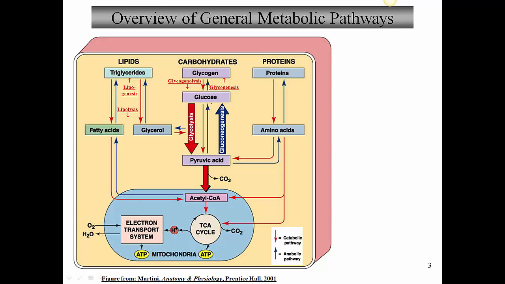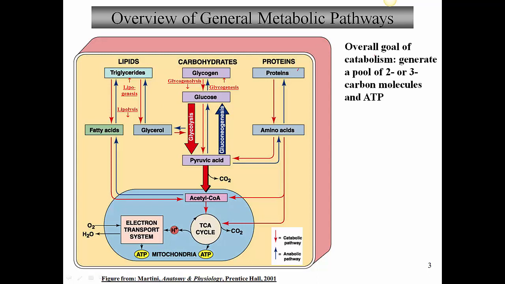Now you notice the interconnection of glycolysis and this main pathway with some other things. The overall goal of catabolism, and really generally metabolism in the body, is to generate a pool of 2 or 3 carbon molecules as well as ATP. The 2 and 3 carbon molecules we're talking about are right here. Pyruvic acid, if you remember, has 3 carbons. Acetyl-CoA, as we just mentioned a second ago, has 2 carbons. And so we lost 1 carbon here in carbon dioxide. These are what we call the 2 and 3 carbon intermediates of metabolism.